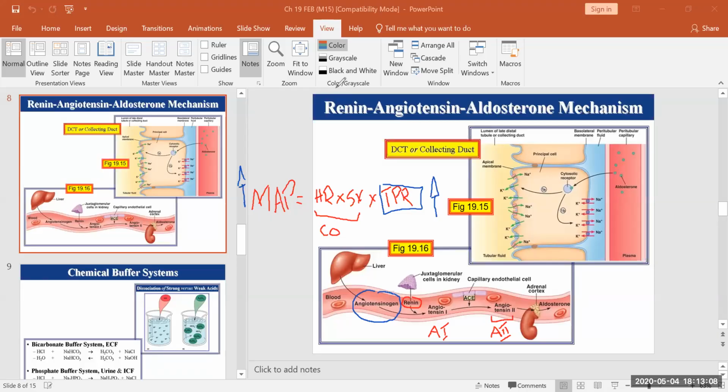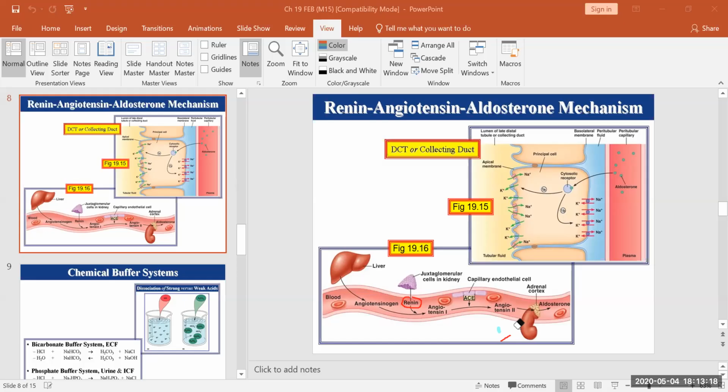Okay, let's get back here. Okay, so angiotensin 2. Now we take it to another level. We stopped there in the previous unit, but in this unit, angiotensin 2, in addition to causing vasoconstriction, will induce the adrenal cortex to release aldosterone.